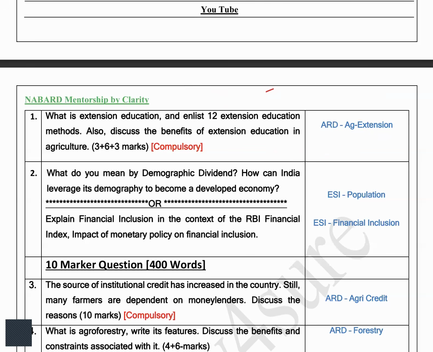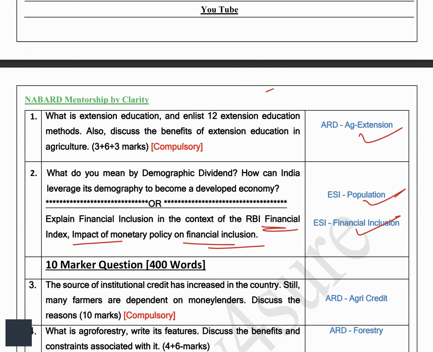So the question is coming in 2023 from agriculture extension, an optional-based question of 15 marks. One is coming from the population, and again financial inclusion that they have asked. Explain the financial inclusion in context of RBI's financial index. Impact of monetary policy on the financial inclusion. So again, ESI based question.